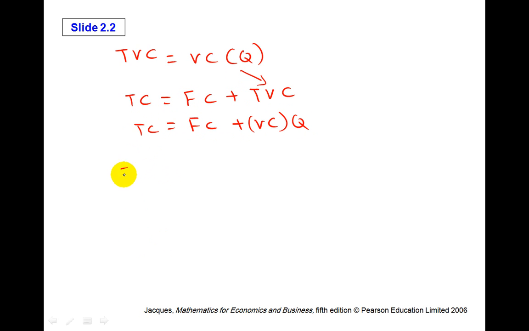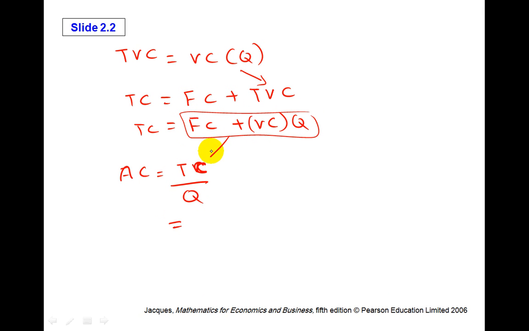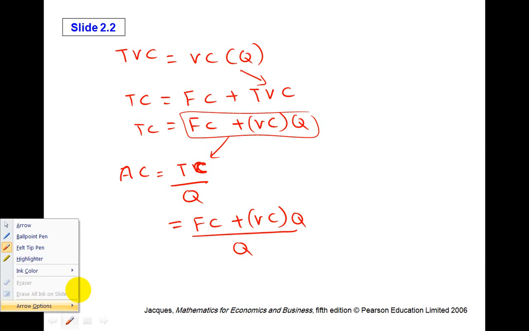And what is average cost? Average cost is total cost divided by the quantity. So average cost is total cost divided by quantity. What's the total cost? Instead of this total cost, you can plug in this formula here. So it's going to be fixed cost plus variable cost times quantity divided by quantity.